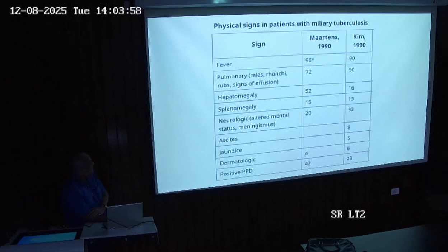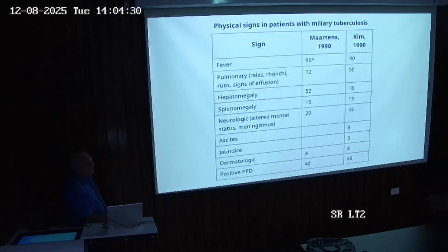Now, what are the basic signs of miliary TB? Fever is documented in most of these patients. On examination of the respiratory system, you can have rales or crepitations, rhonchi, pleural rub, or signs of effusion. Hepatomegaly and splenomegaly, as I told you earlier, are seen in the disseminated form.